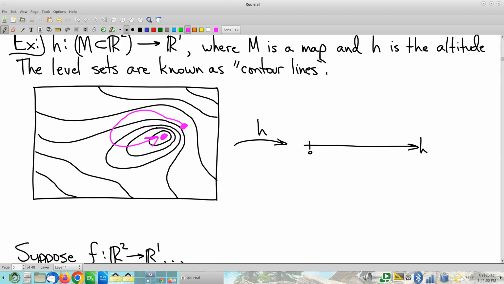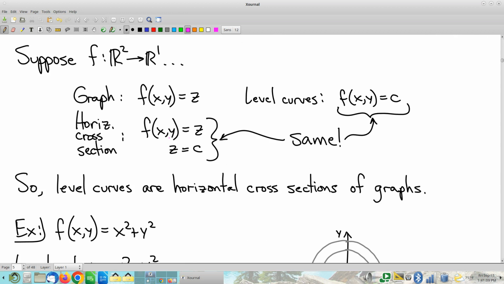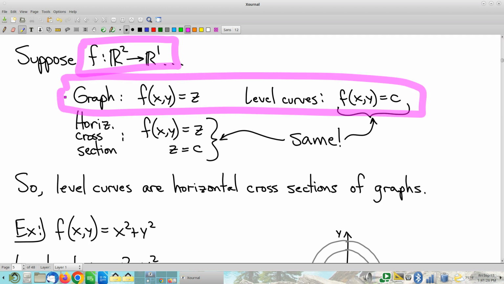Okay. So moving along from there, we've talked about graphs, we've talked about level sets, and let's think about now this function right here, a function of two variables. I emphasize graphs and level sets are different. They are different pictures representing the same function. So you can see right here how big the difference is.